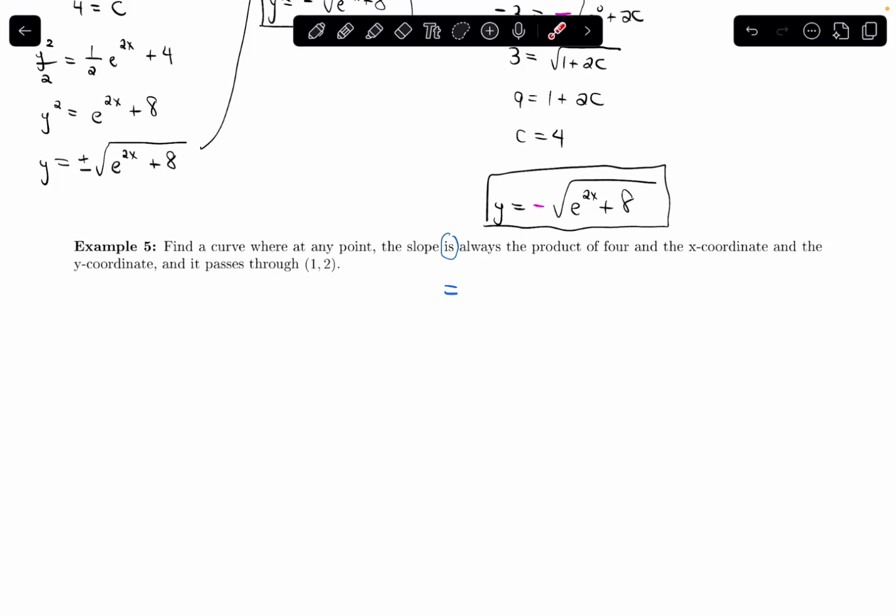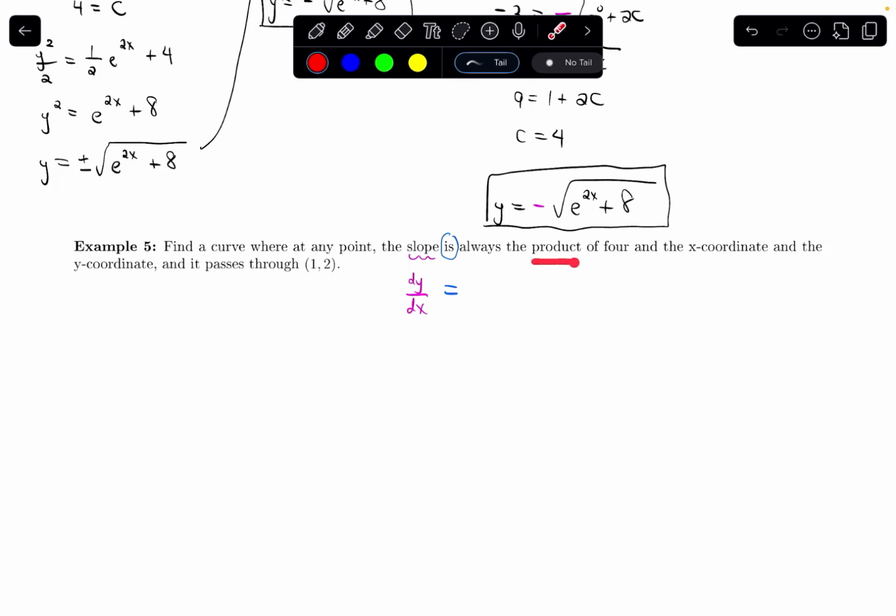So before, it says the slope. Slope is derivative, so that is my dy/dx. It's saying the slope is the product of, and that product means I'm multiplying a bunch of things. So the product of 4, the x-coordinate, and the y-coordinate. That's what I'm multiplying together. So the product of 4 times the x-coordinate, so that's x, and the y-coordinate, y. And I got my differential equation.